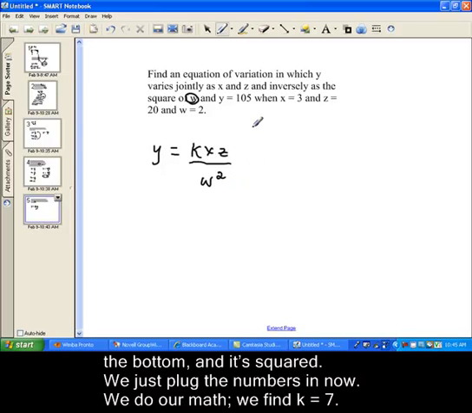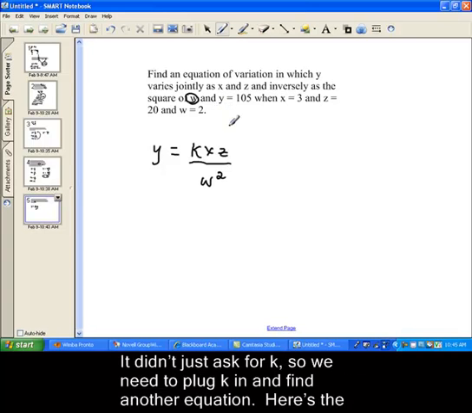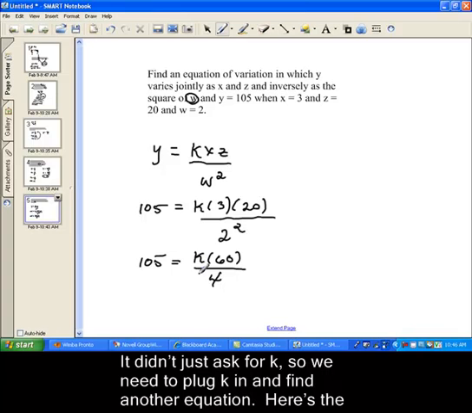They're telling us that we have y is 105, x is 3, z is 20, w is 2. So we're going to plug all that in and see what happens. We want to make sure we do our math. So 3 times 20 is 60. We have 60 divided by 4, which is 15. And we find that k equals 7.